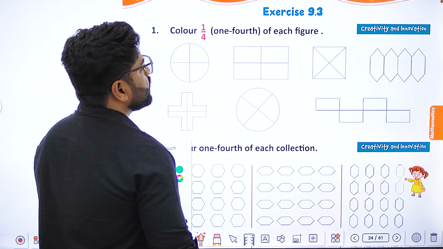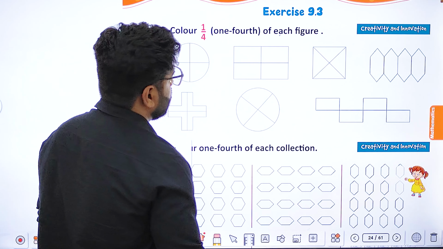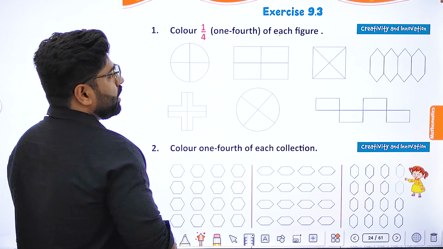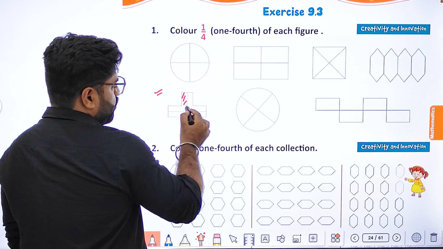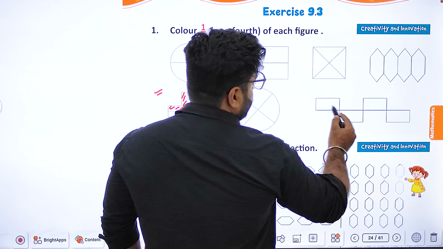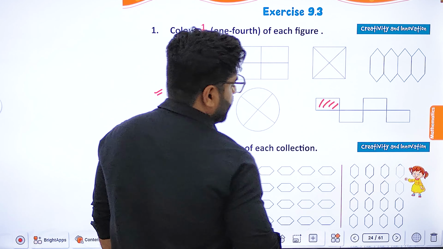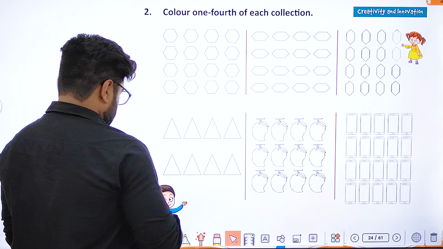Here we are having exercise 9.3: color 1 by 4 of each figure. Okay, let's see. Let's pick this one first. So this is 1 by 4 part of the figure. After that we are having 1, 2, 3, 4. So this is 1 by 4 part of it. Clear? Now come to question number 2.